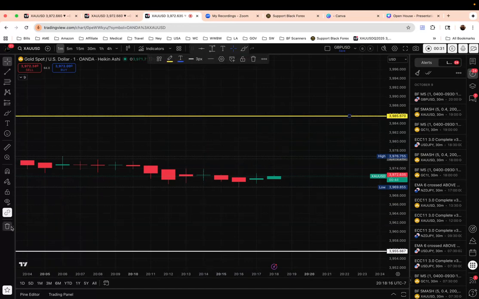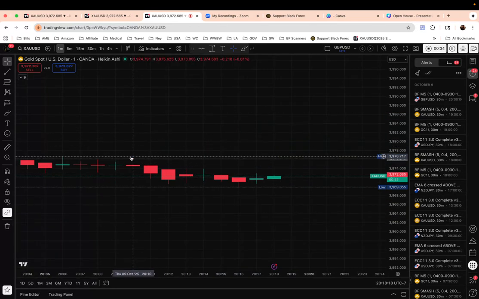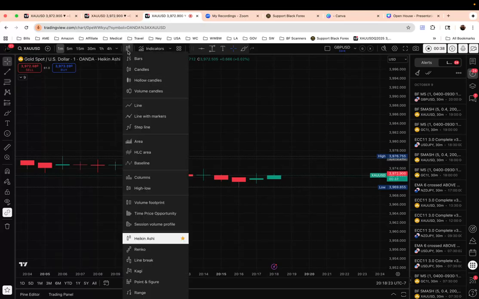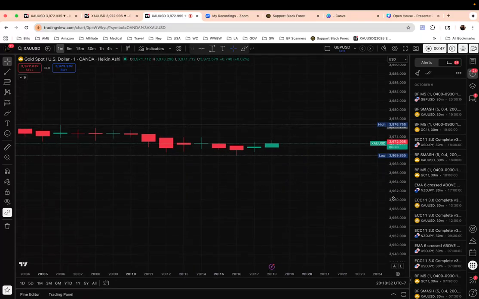I want you to make sure that your candles before you do anything are on Heikin Ashi candles. So please click the candle icon at the top and then go to Heikin Ashi right here, and you're going to star it. All right, there we go.